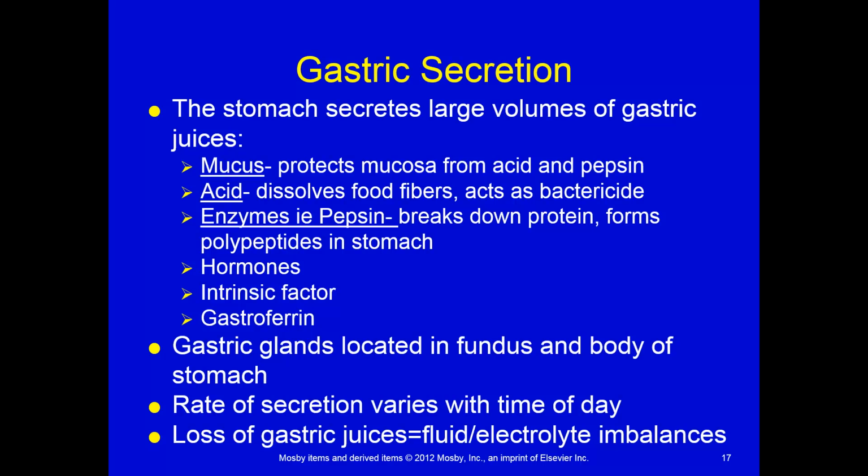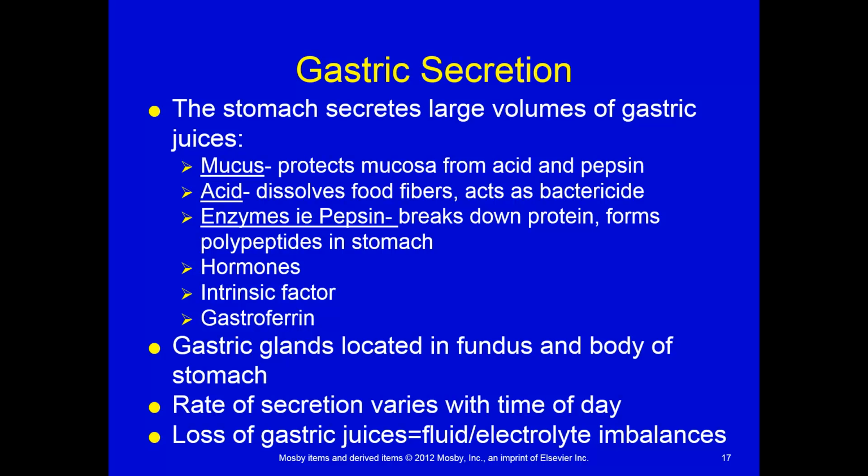Very good. And that's when you start to see ulcers, gastric ulcers. Very good. So again, it's very important that you have a good balance and a good combination of the mucus with the acid, with the enzymes, and the other factors there in the stomach.